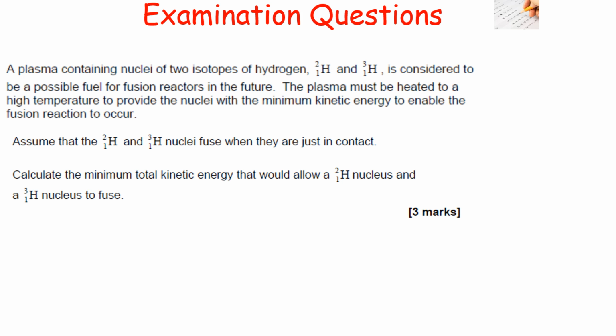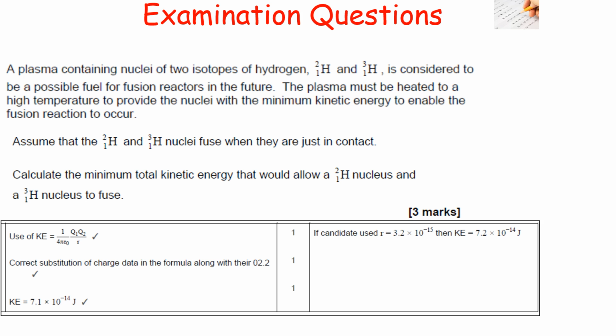Well, it's important to note in this situation our kinetic energy is being turned into repulsive electrical potential energy due to the positive charges of both the nuclei. So we can equate the two. So we can say that kinetic energy is equal to Q1 Q2 over 4 pi epsilon 0 R, the equation for electrical potential energy. So we can then substitute our values in.